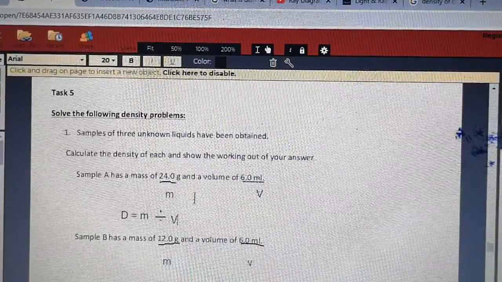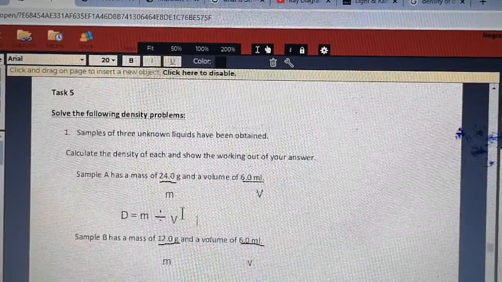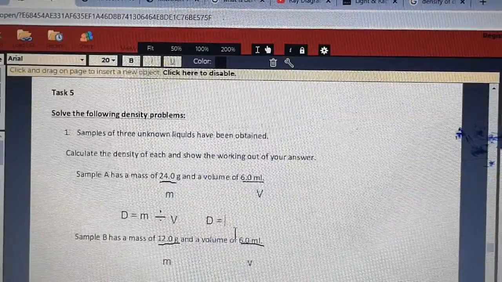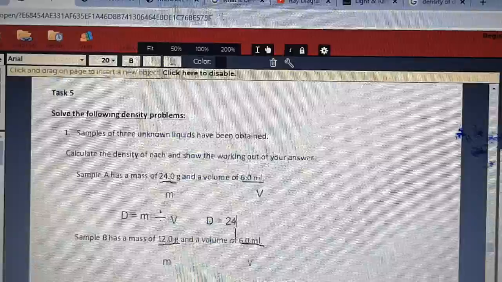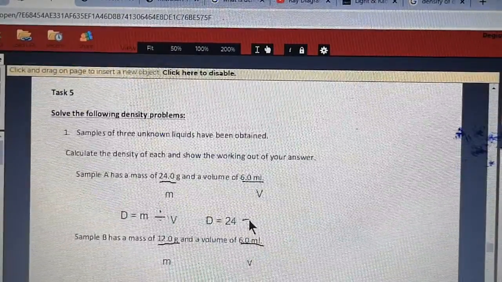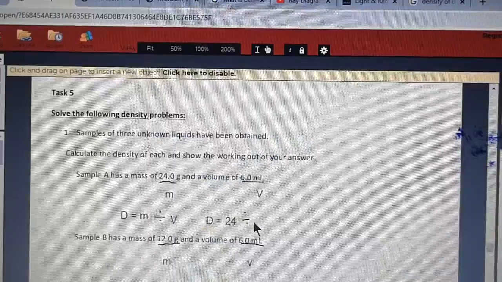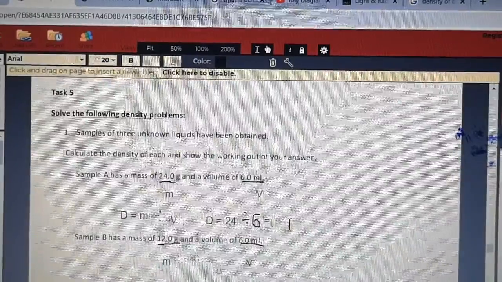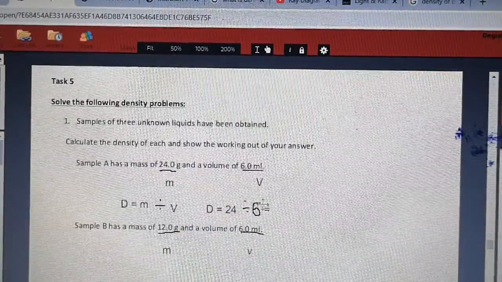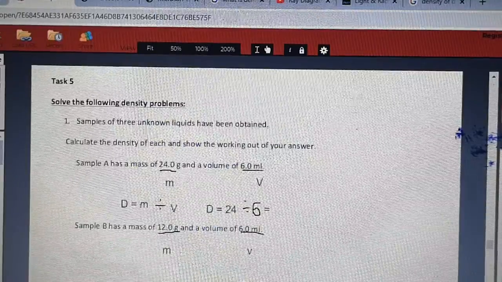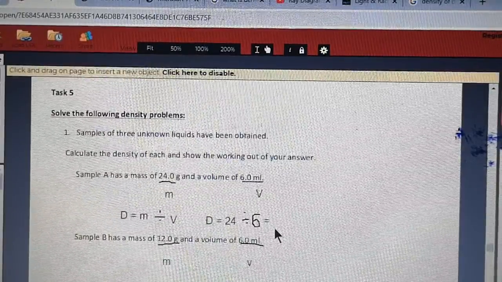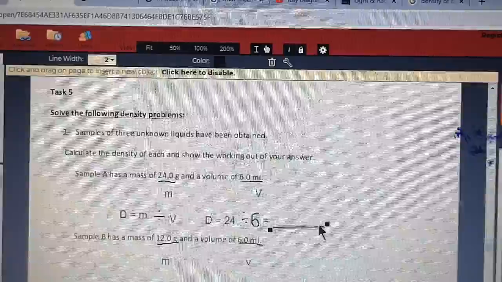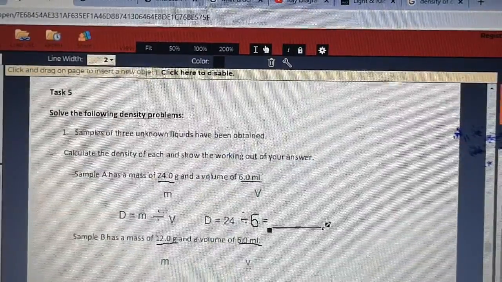Alright, well, so we did it in letters, now let's do it in numbers. D equals 24 divided by 6. You put that in your calculator. Don't put D, you're just putting 24 divided by 6. And find your answer. I think you can do that yourself. You don't need me to tell you what 24 divided by 6 is, just put it in your calculator. Put the answer on this line.